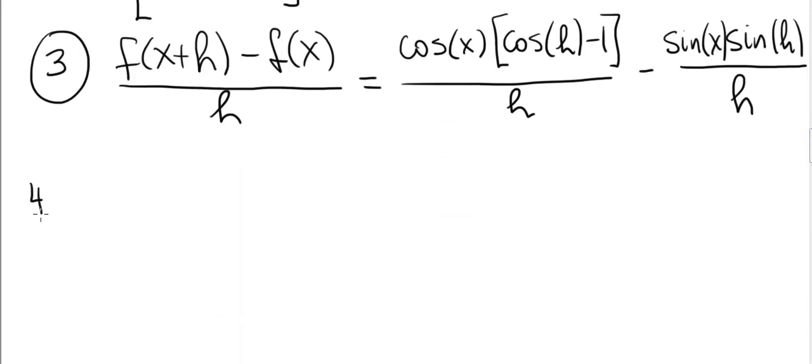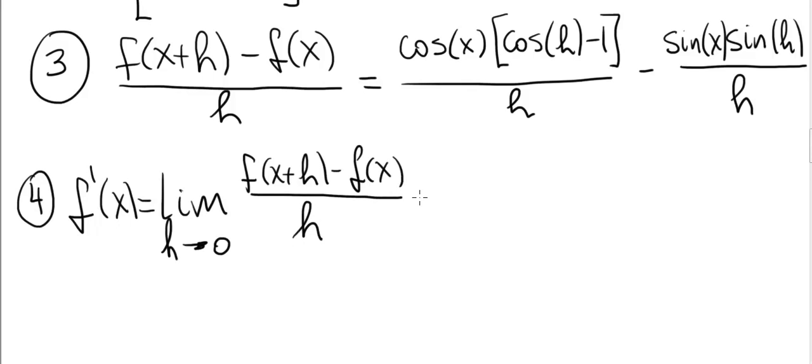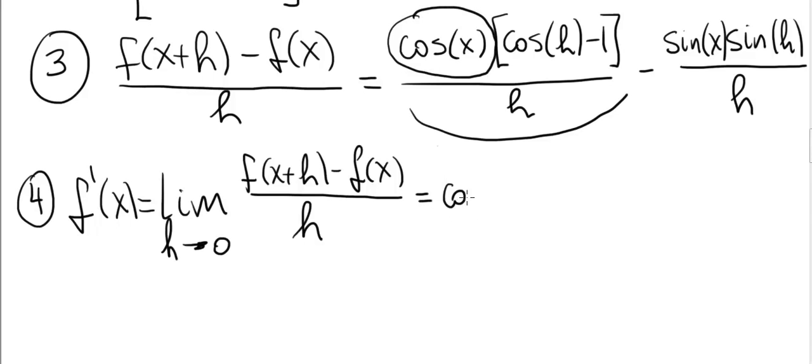Step 4 is where we compute the derivative. So f prime is equal to the limit as h goes to 0 of f of x plus h minus f of x, divided by h. That's the difference quotient, and we have it already from the previous step. Notice that in this part, we have cosine of x. It does not depend on h. Therefore, we can put it in front of the limit.